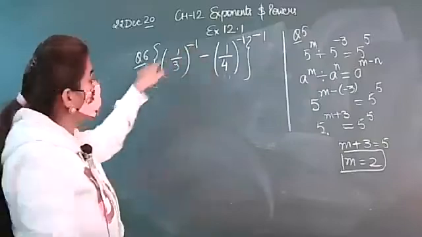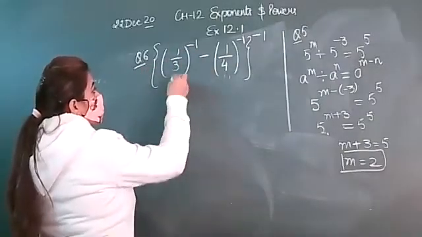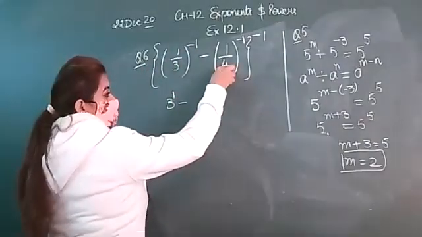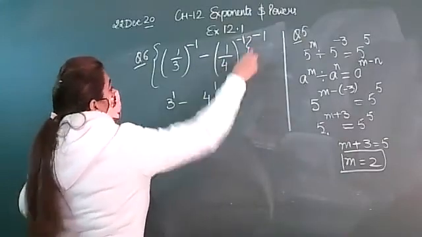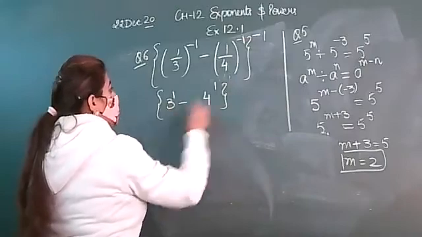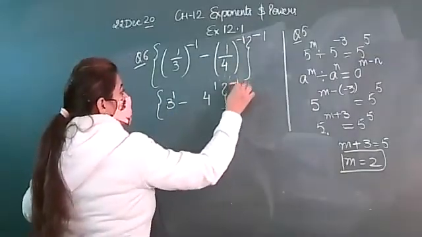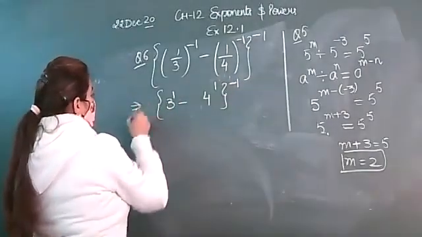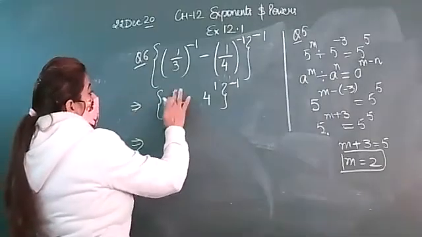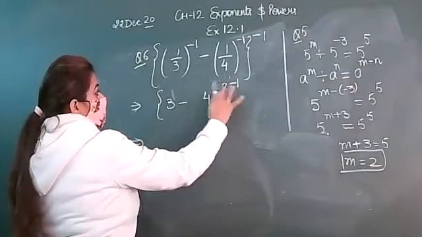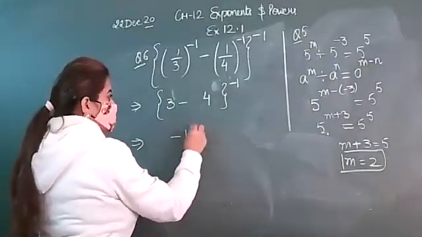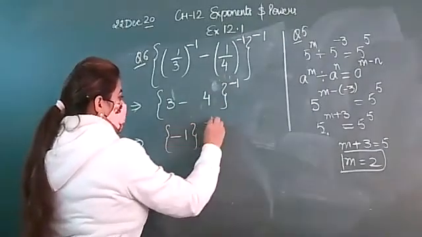Negative power is there, so you will make the reciprocal. This will give you 3 raised to power 1. When you make the reciprocal of this, this will give you 4 raised to power 1. And this same bracket I am putting here. And minus 1 power is there, I have written same. Now, 1 is your wish if you want to write, otherwise you can skip this. 3 minus 4 will give you minus 1 whole raised to power minus 1.